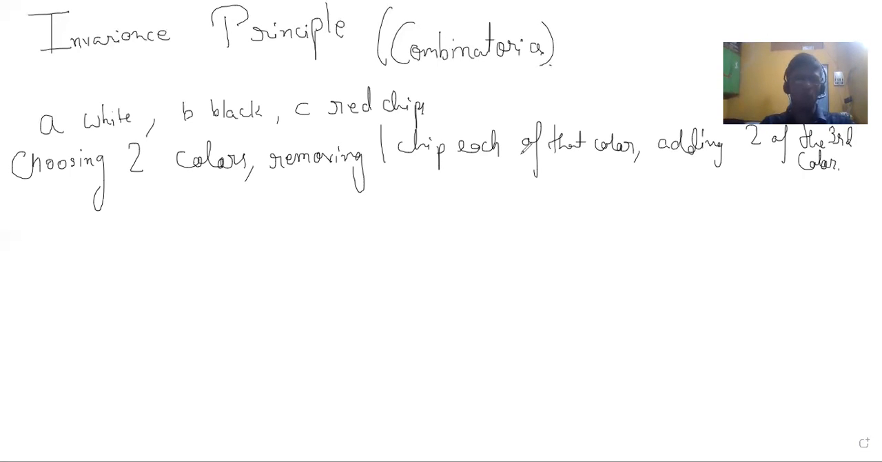So just check out the question once. The goal is to end up with. Last time we were doing a simpler version of this. Now this time we are adding two of the third color, and the goal is for which ABC is it possible to get to a place where you have all chips of the same color.